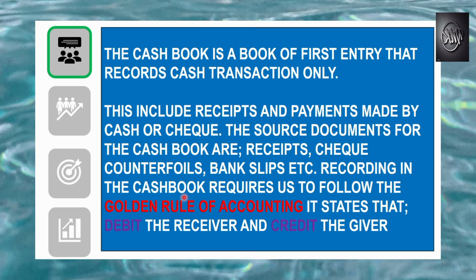Recording in the cash book requires us to follow the golden rule of accounting, which states that debit the receiver and credit the giver. Meaning each time you are receiving money, could be from your customers or from your sales, you enter on the debit side of the cash book. Whenever you're making payments, you enter on the credit side. Which one is the debit or the credit side of the cash book? That may be a question that one of you may ask. You come to understand about this very soon.